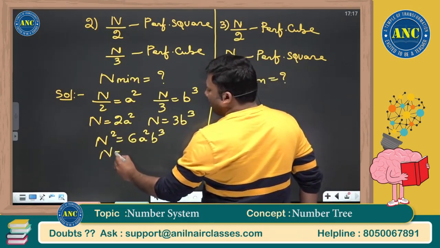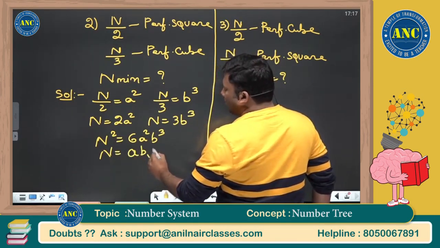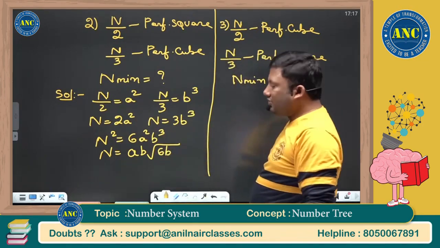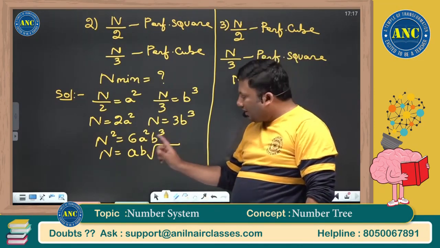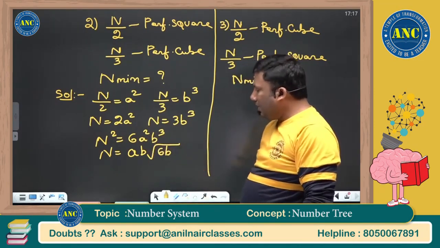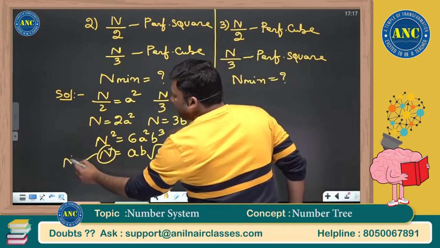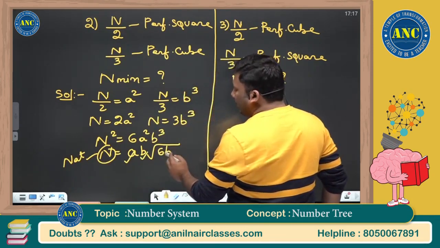So n is nothing but the root of 6a square b cube. Root of a square is a, root of b square is b. It is nothing but b root of 6ab, under root 6a square b square. Root a square is a, root b square is b. Now see here, n is a natural number. This is a natural number, and this is a natural number.